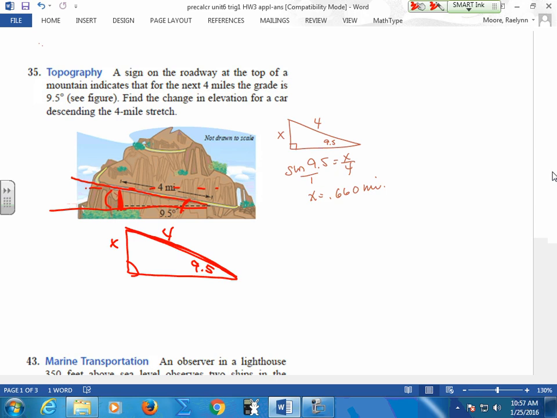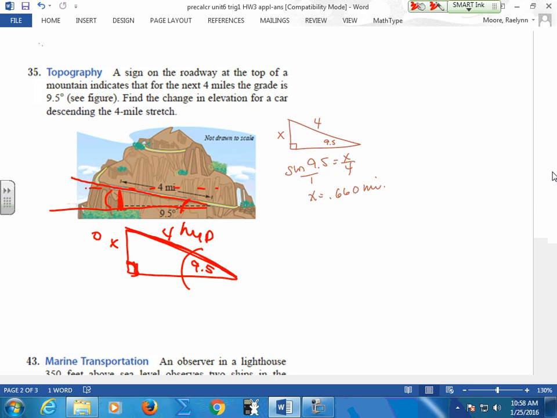You want a 4-mile stretch. How high up did I go? So again, this is your angle of reference. Your side opposite the right angle is always the hypotenuse. This guy opposite you is your opposite side. So who uses opposite and hypotenuse?